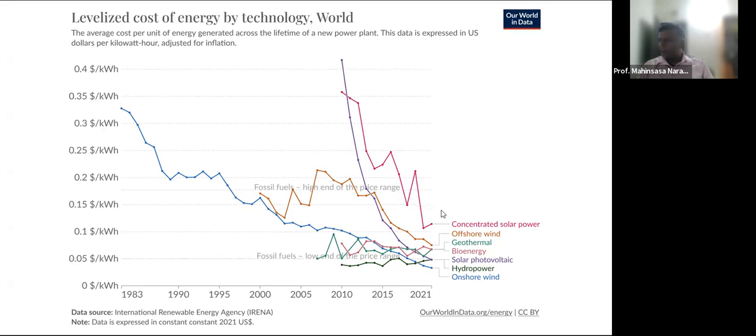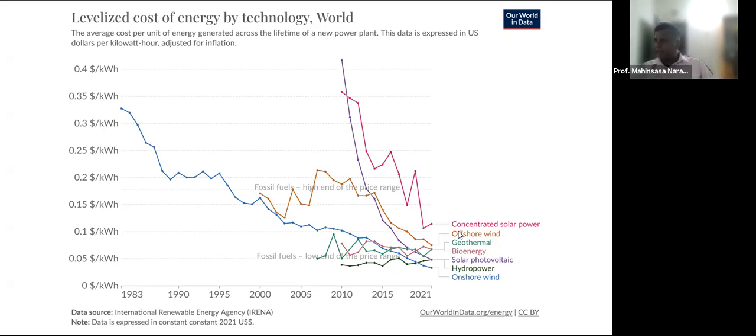Then we can see the concentrated solar also, as well as the solar photovoltaic. As for wind energy, it has also decreased a lot. There is very good potential for renewable energy generation. The main sources are wind and solar, and biomass is also there, obviously. Hydro is also here, but that is very site specific compared to solar and wind.